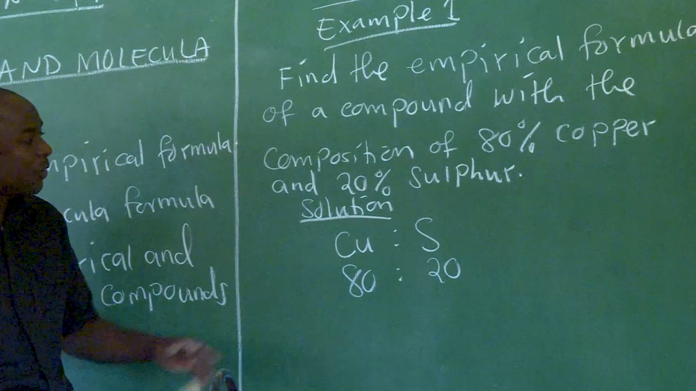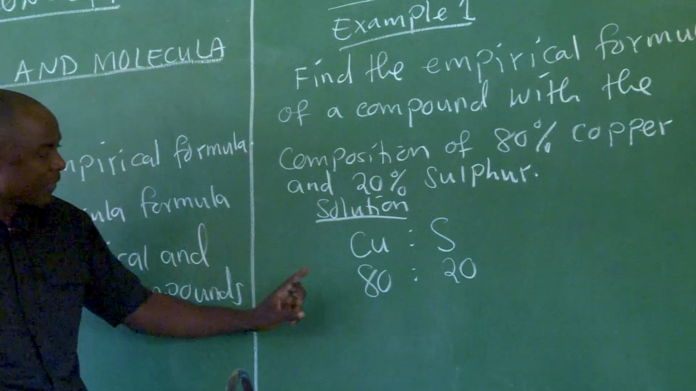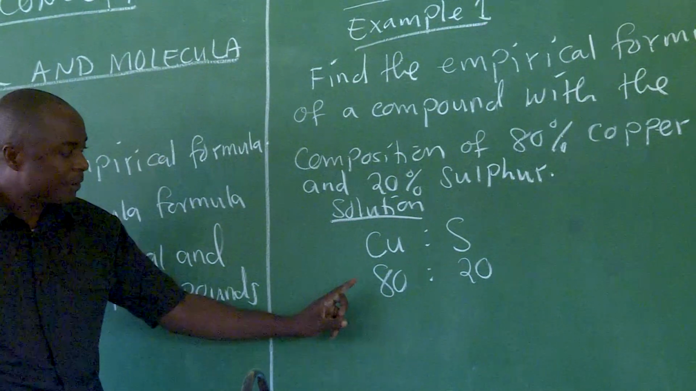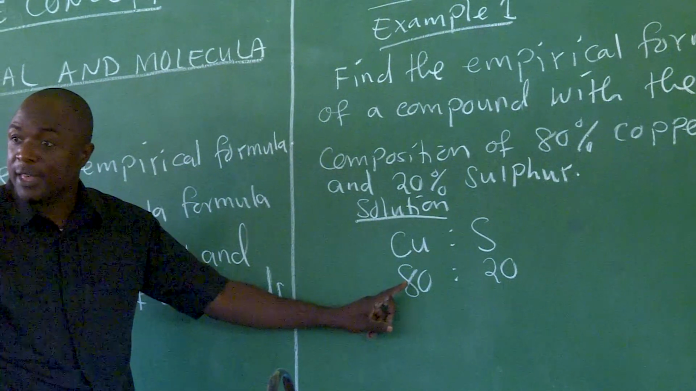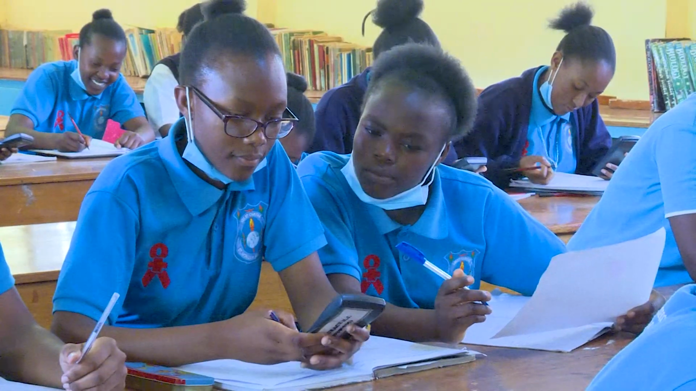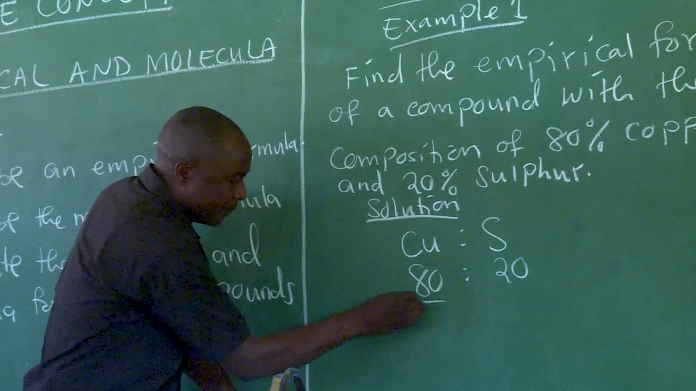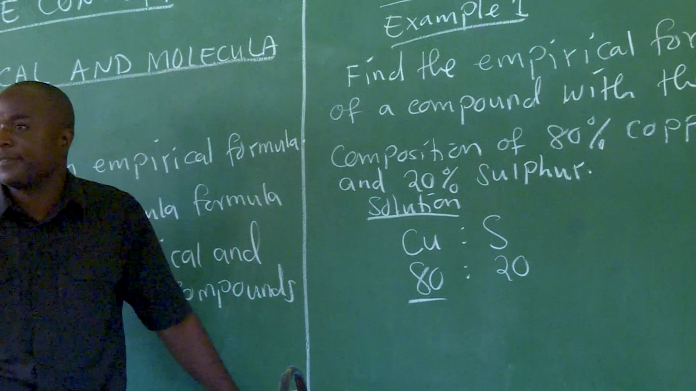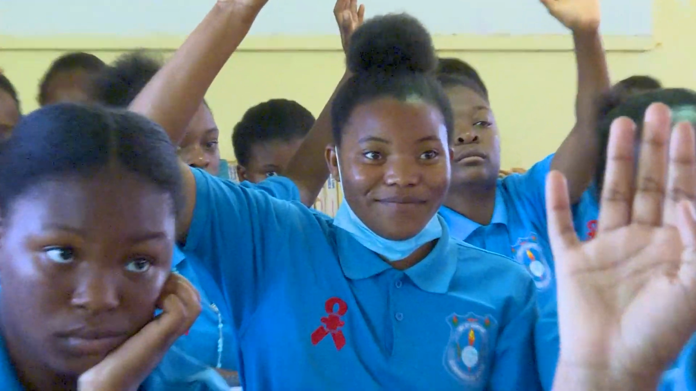Then, what is the third thing? We have said divide the percentages by the mass numbers. When you look on the periodic table, what is the mass number for copper? Yes, Jennifer Banda?